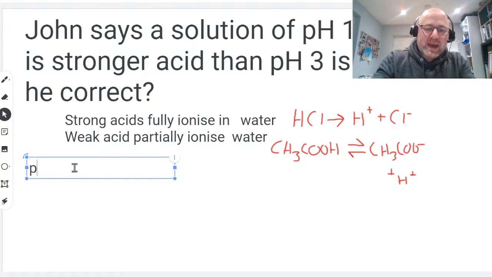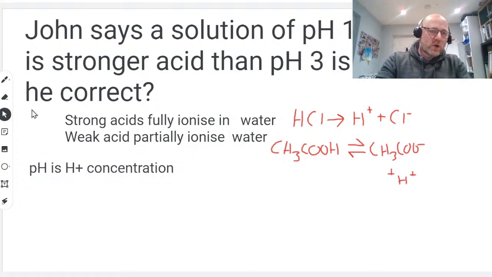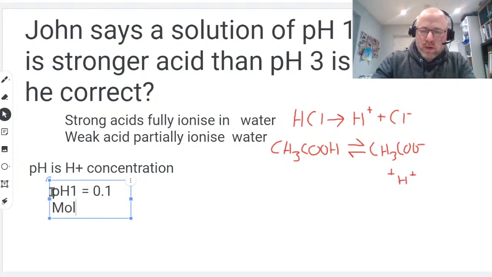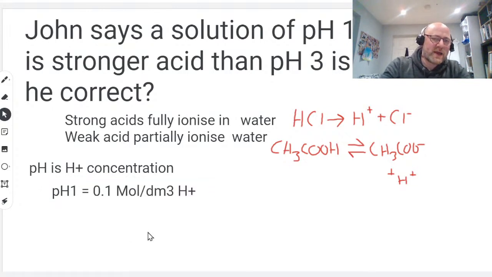And the reason being, pH, some people say it's the power of hydrogen, though no one in chemistry really knows what pH stands for. It's actually the log of the H plus ion concentration. So what does that mean? That means that if you have a pH of 1, you have a 0.1 mole per decimeter cubed H plus concentration, right? That's what pH 1 means.